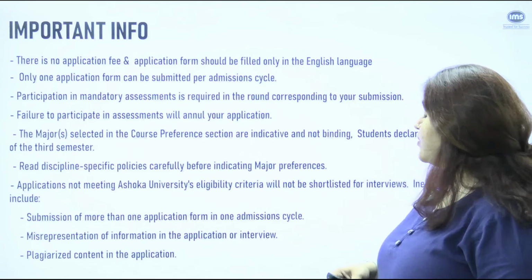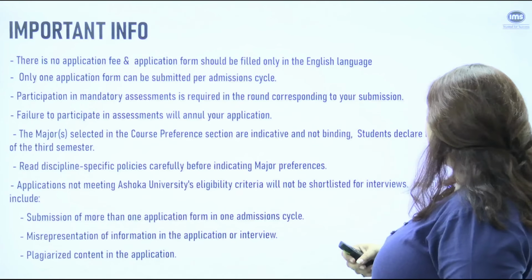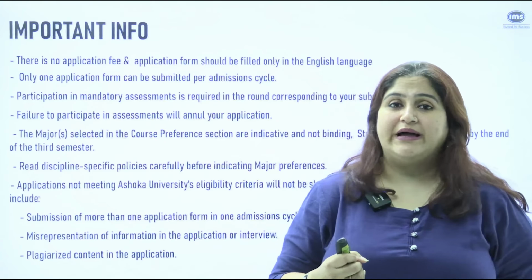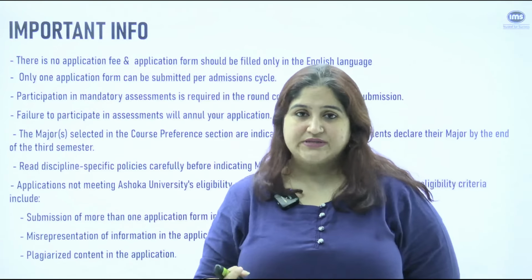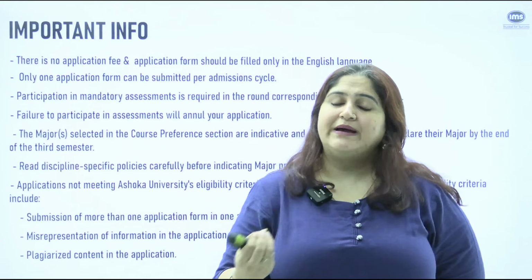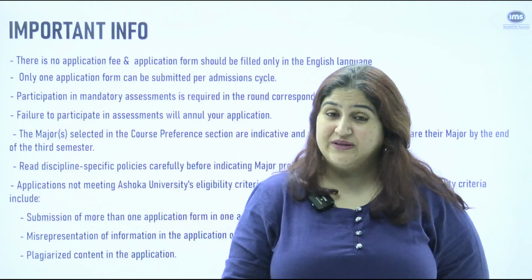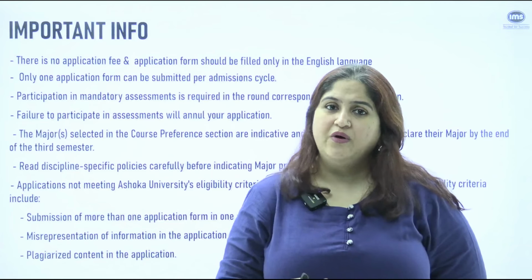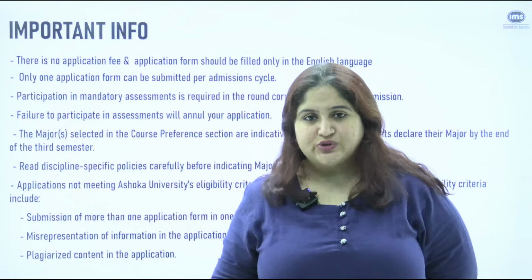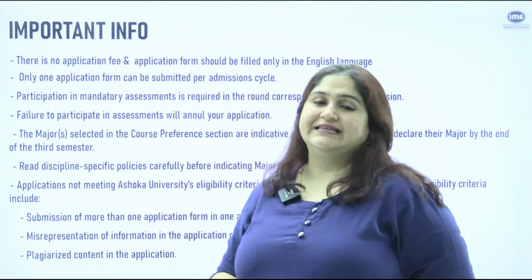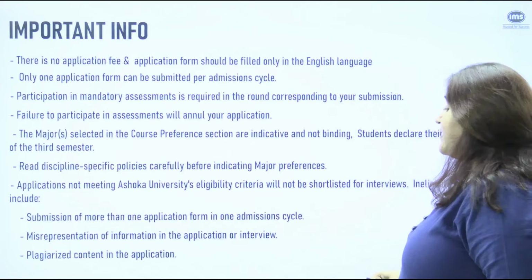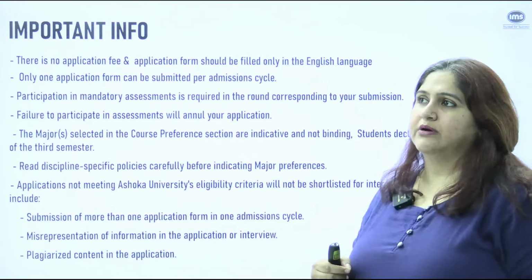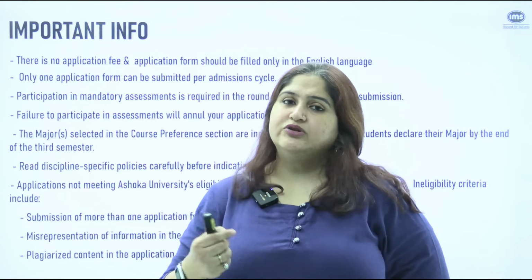The major selected in the course preference section is indicative and not binding. Students declare their major by the end of the third semester. So this is something which I keep on mentioning, that whenever you are filling a form for liberal studies universities, the major and minor preferences, again we are mentioning the word preferences, are not going to be binding on you. If you're not too sure which major or minor you want to go for, whatever your closest inclination is, just make sure you are updating that in the preference list. Read discipline specific policies carefully before indicating major preferences. There are certain guidelines which you have to keep in mind.